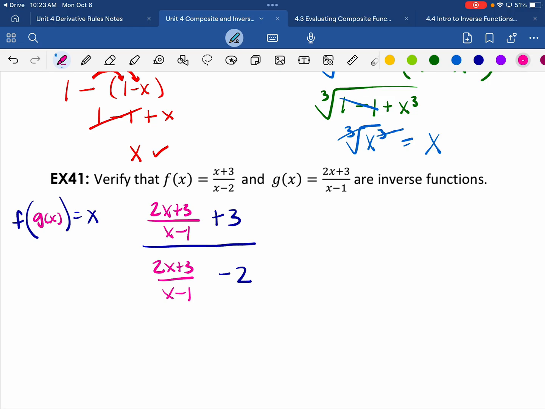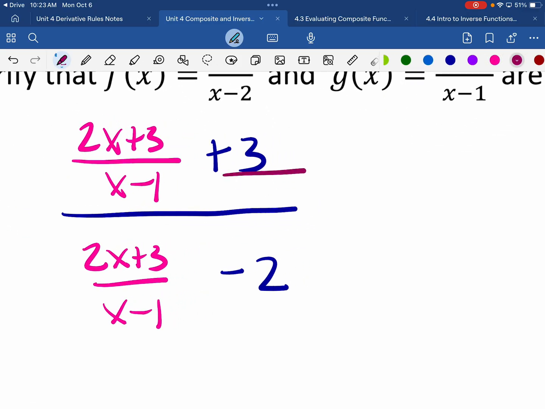Now, you cannot cancel these guys, because this one has a plus 3 and that one has a minus 2. You can't cancel something if it has other things being added to it that are not the exact same thing. You can't break up stuff that has stuff being added and subtracted. So what we have to do now is get a common denominator. What am I going to multiply on the top and the bottom of this 3? x minus 1. And what are you going to multiply on the top and the bottom with the 2? x minus 1.